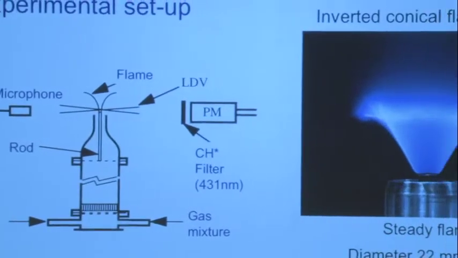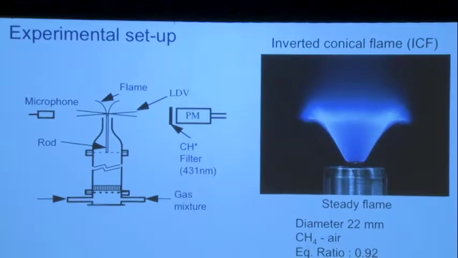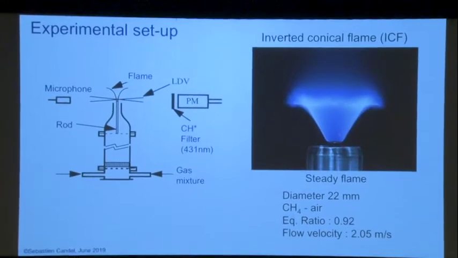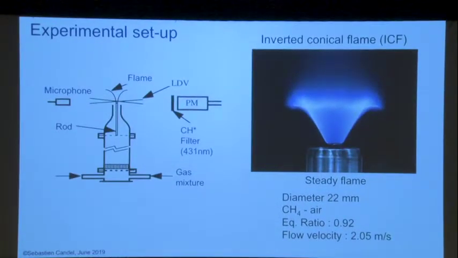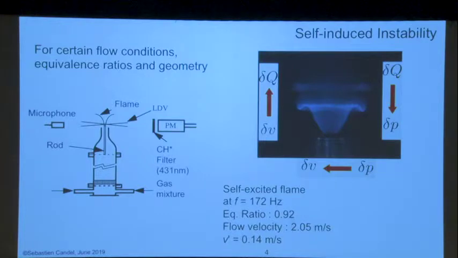So in this case, what we have is a flame stabilized on this rod. We study that using a photomultiplier, a LDV, a microphone. You can place a microphone at the bottom. Again, this is the same burner. And we expect things of the same sort. What we have is the following. So we have to start somewhere.